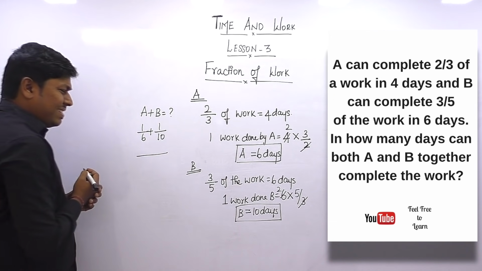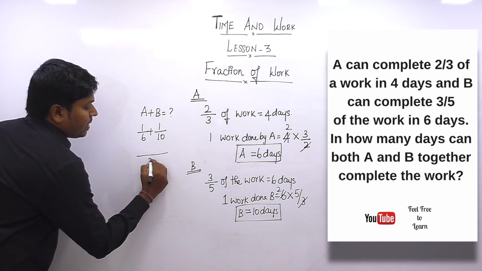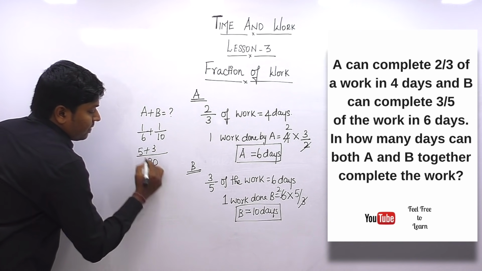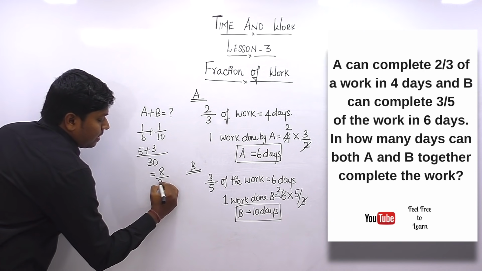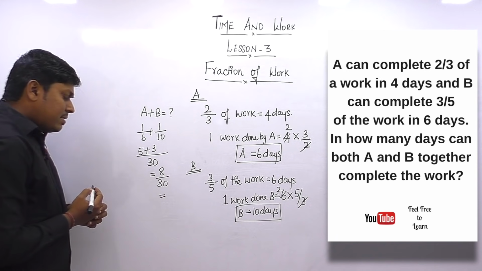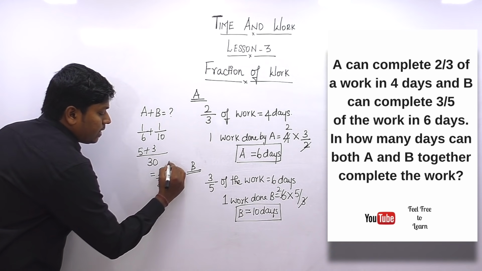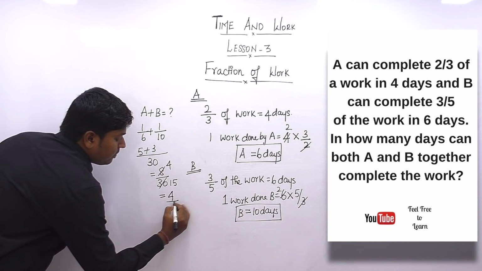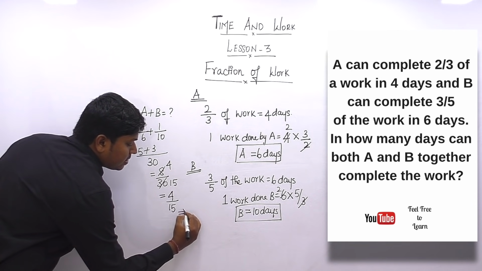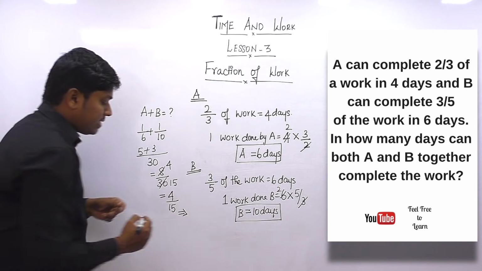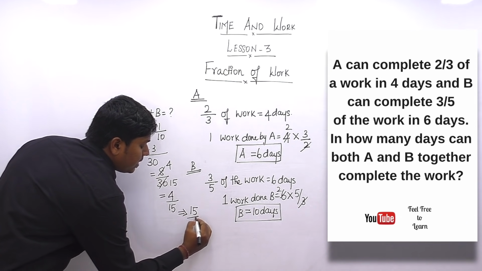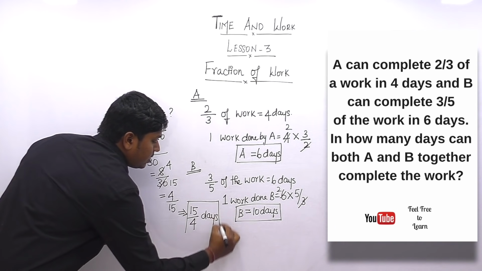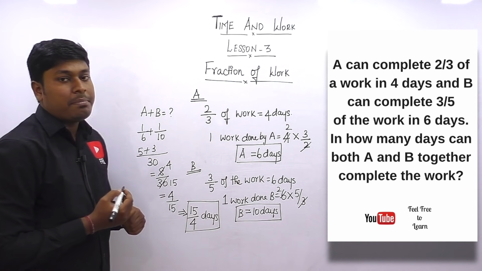So I think the LCM will be 30. When you take LCM as 30, 6 5s are 30, 10 3s are 30. So finally 5 plus 3 will be 8 by 30. When you cancel this with the 2 table, 4 times, and 15. So finally 4 by 15. You know that the final answer should be the reciprocal of this number. So the reciprocal of this number will be 15 by 4. So finally we can say that A and B took 15 by 4 days to complete a work.